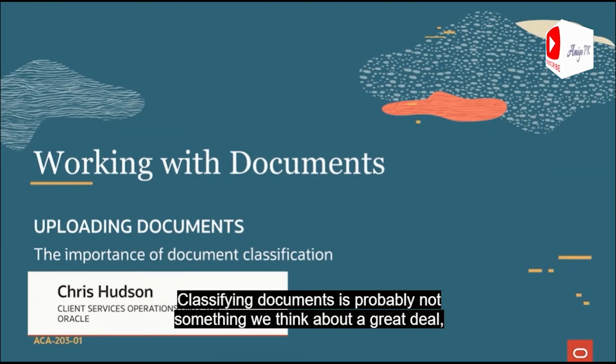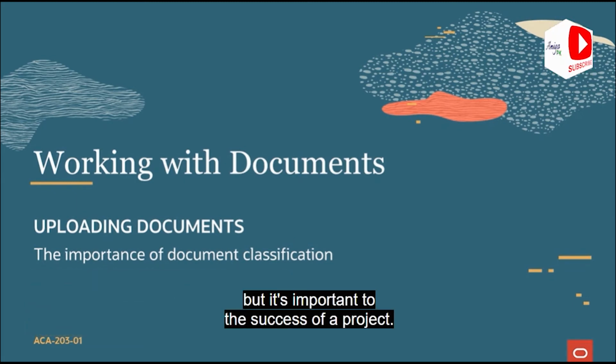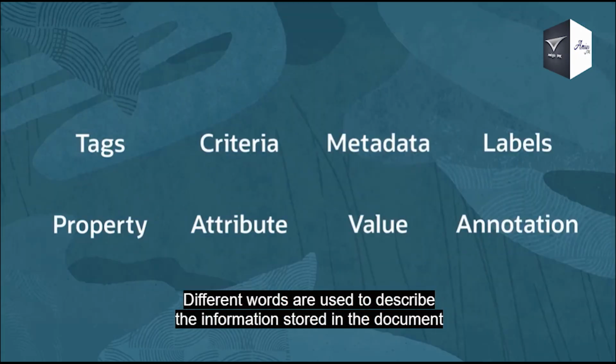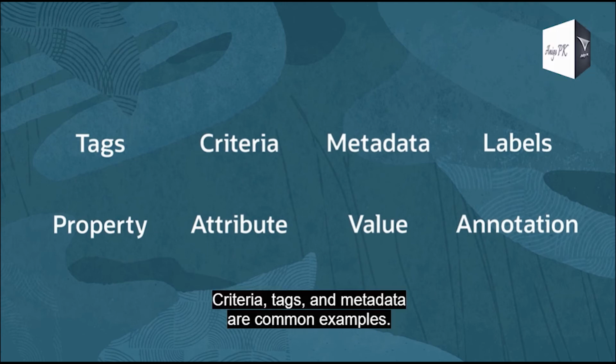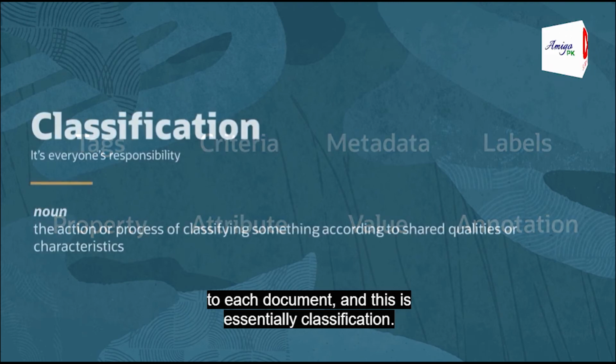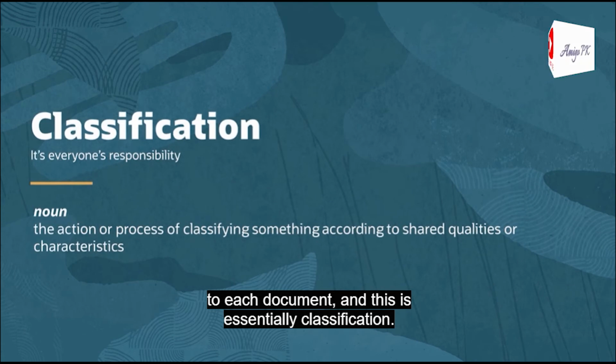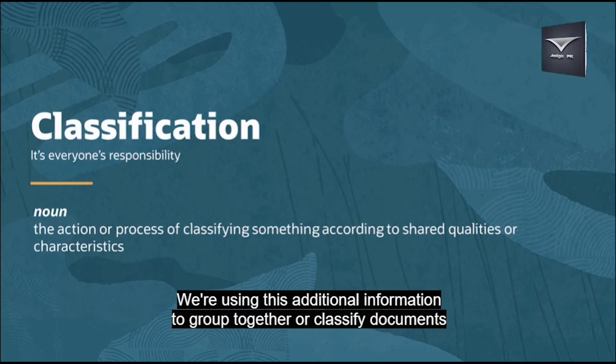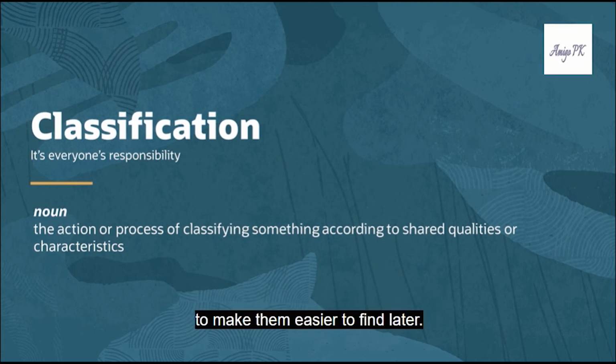Classifying documents is probably not something we think about a great deal, but it's important to the success of a project. Different words are used to describe the information stored in the document fields. Criteria, tags, and metadata are common examples. But whatever the term, they allow us to associate additional information to each document. And this is essentially classification. We're using this additional information to group together or classify documents to make them easier to find later.